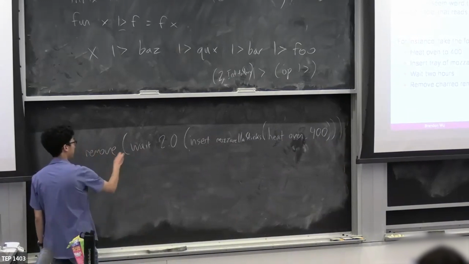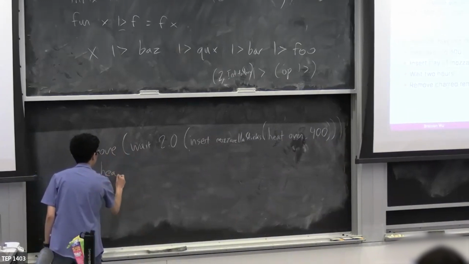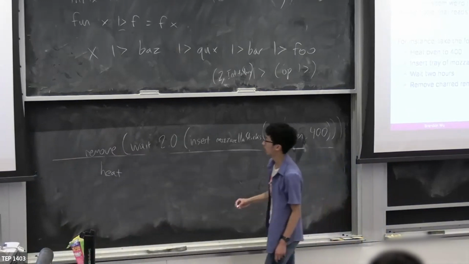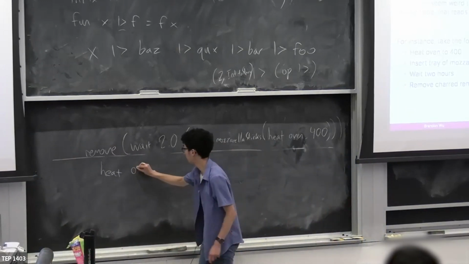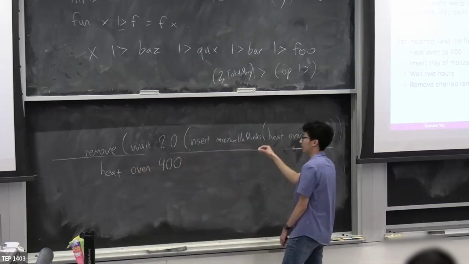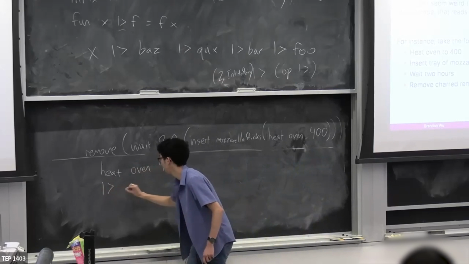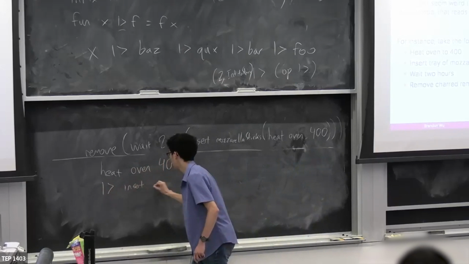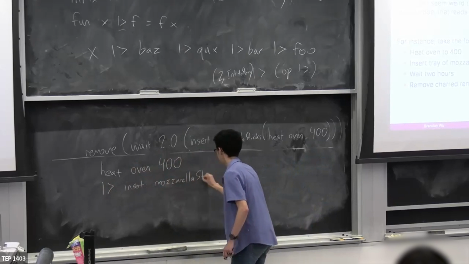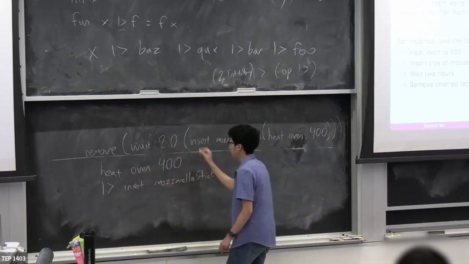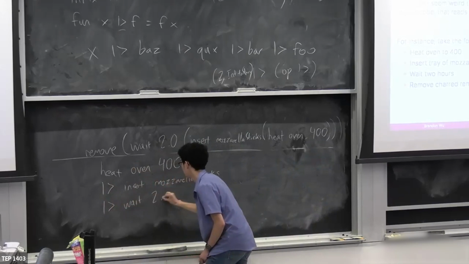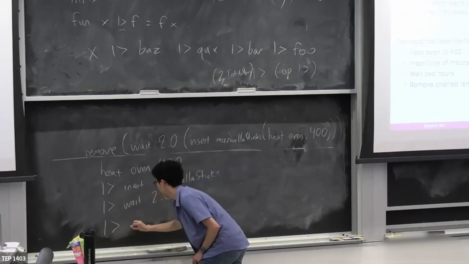All right. So let's write it with pipes. So this is going to be separate. Let's do heat oven 400. And what do I notice? I notice that it goes as an argument into insert mozzarella sticks. So I do pipe insert mozzarella sticks. And then that itself is an argument to wait 2.0 hours. And that itself is an argument to remove.